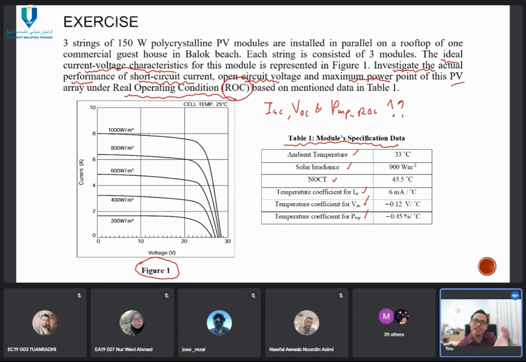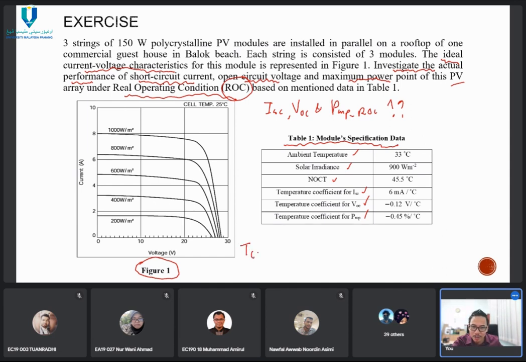We have this kind of question. We know already we need to find the ROC value for the ISC, VOC and PMP. So first step, what should we do? Mirul, silakan. Find the operating PV cell temperature. Or T cell equals T ambient. Okay, T cell, alright.